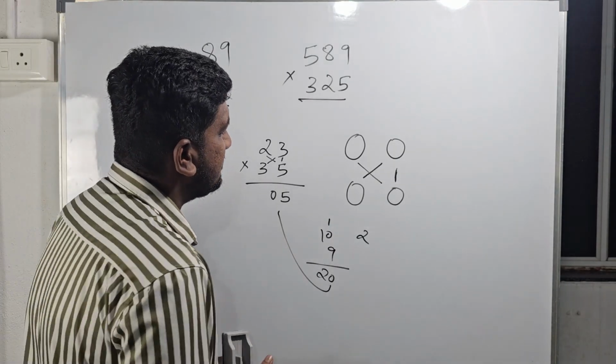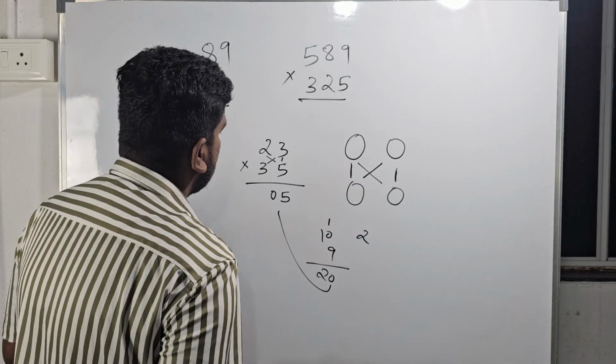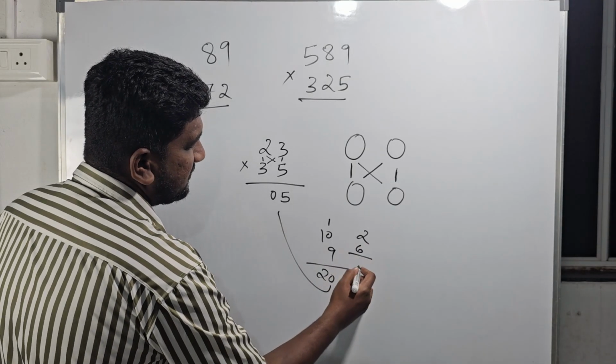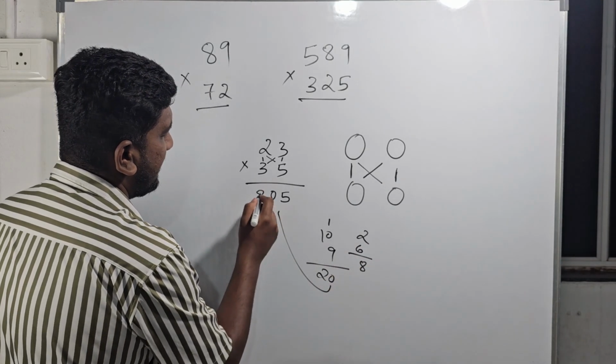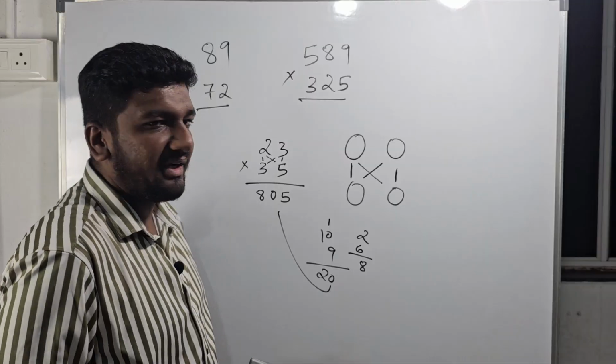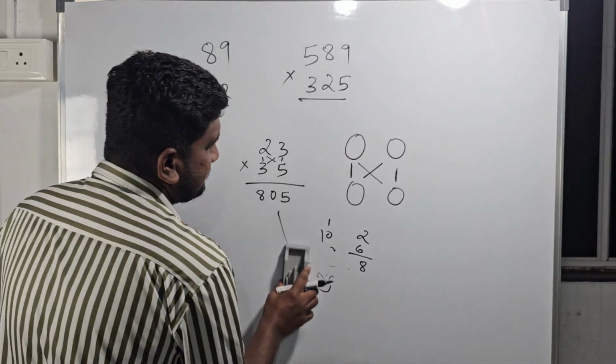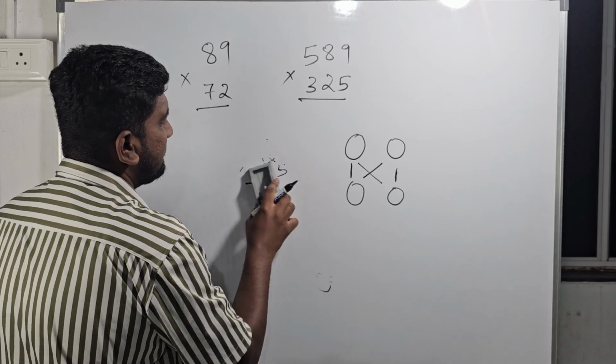Then the last step is we have to multiply these two numbers. So 2 3s is 6. So 6 plus 2 is 8. 8 will write here. So by using only three steps we will get the answer. Next we will take one more example.